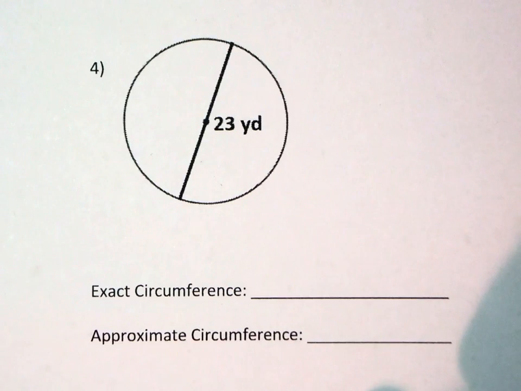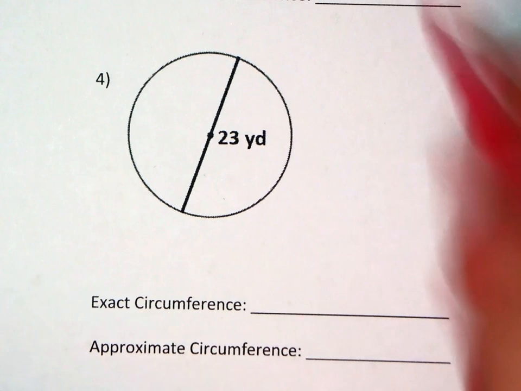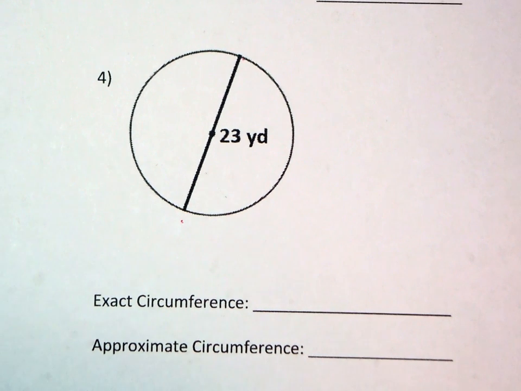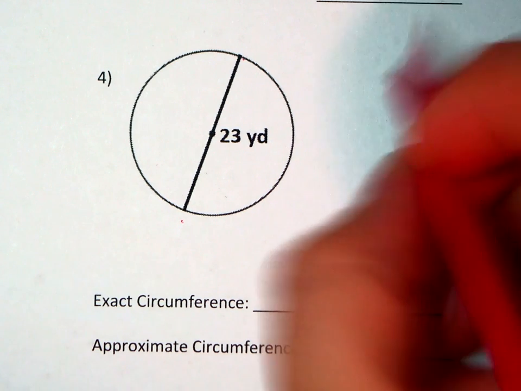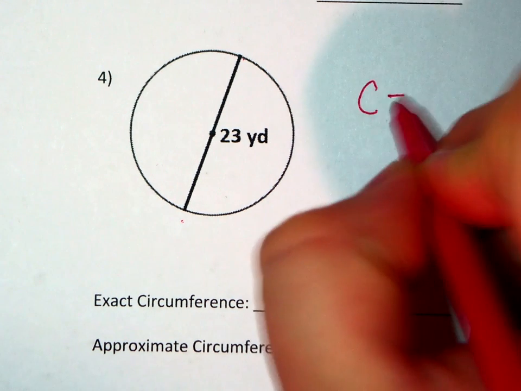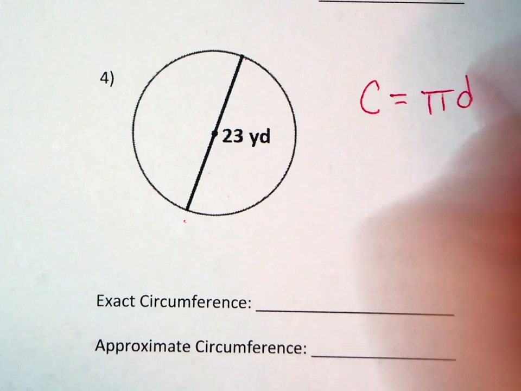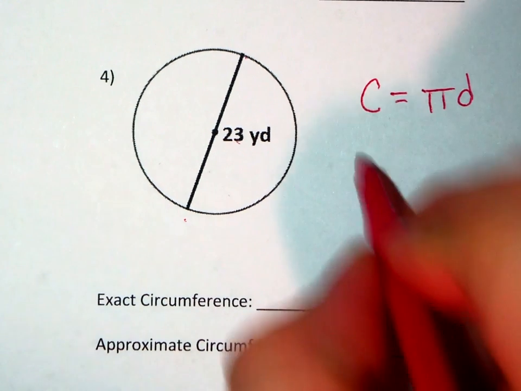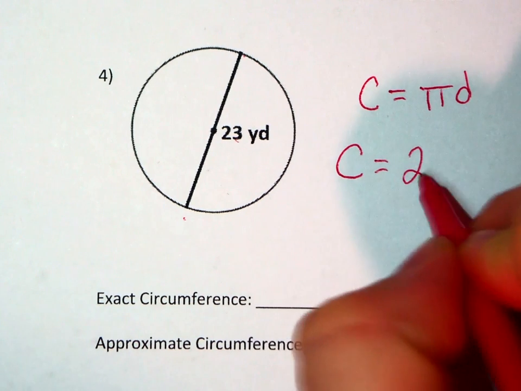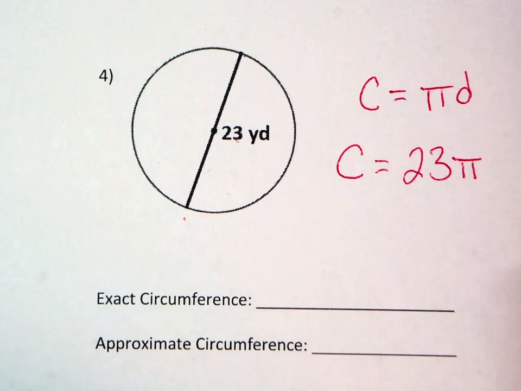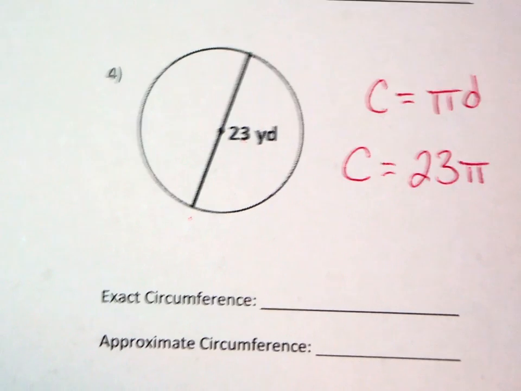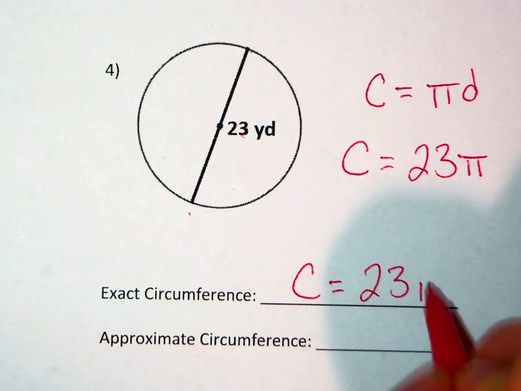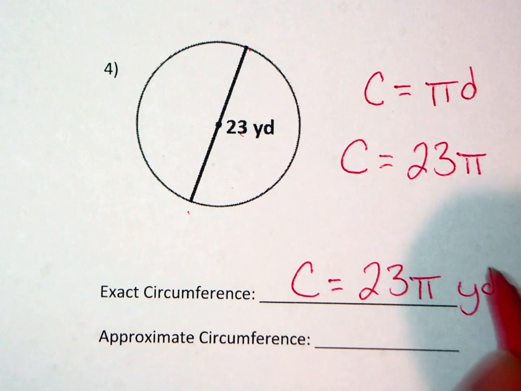Well, let's look at number 4 together. Now number 4 gives me a problem in which I have the diameter. So it doesn't make sense for me to use the formula that includes the radius. I may as well use the formula that is C equals pi d because I'm already given the diameter. So my C would equal 23 pi. My exact circumference, well, that's exactly what it would be, 23 pi yards.